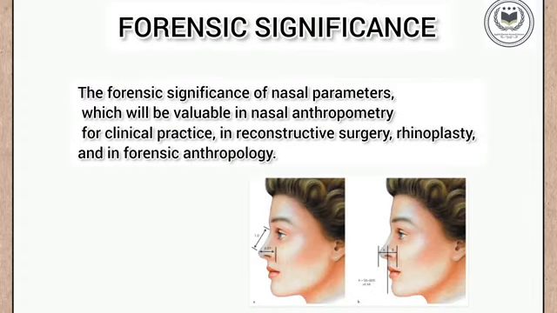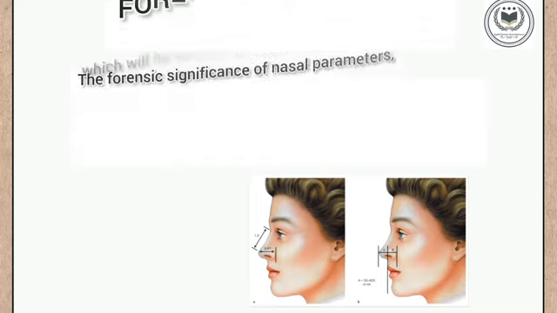Next, forensic significance. The forensic significance of nasal parameters is that they are valuable in nasal anthropometry for clinical practice in reconstructive surgery, rhinoplasty, and in forensic anthropology. In forensic anthropology, it would be helpful in finding unidentified body remains by knowing the race determination, age determination, and sex determination.